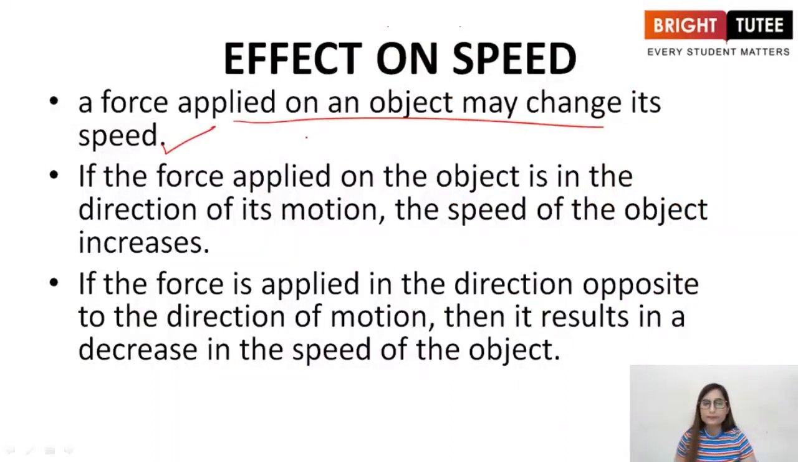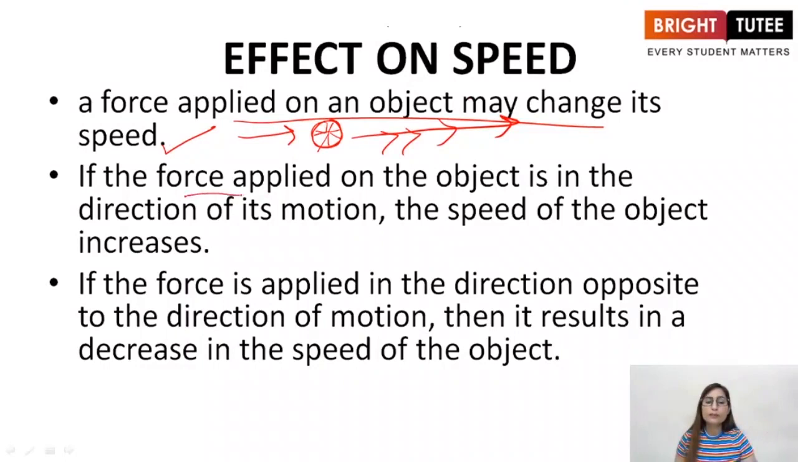So a force applied on an object may change its speed as well. For example, there is a moving ball which is already in motion. This is the ball and you kick it very hard. It will move faster, right? It will move at a good speed, at a greater speed. So the force applied on an object may change its speed as well, right?